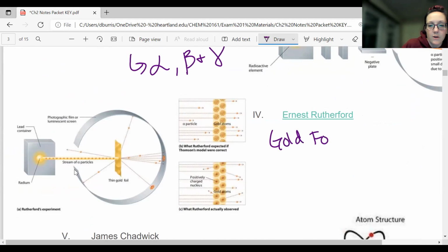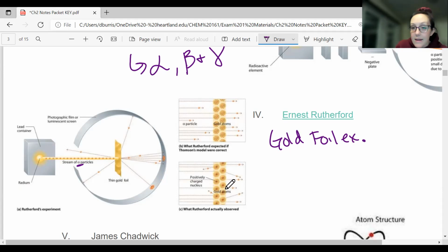Gold foil experiment. Essentially what he did was he shot a stream of alpha particles, which we were just talking about, at a thin sheet of gold foil. If we had an atom with evenly distributed negative and positive charge, this is what we would have expected to see. However, that is not what we saw. We actually saw the alpha particles being deflected at different angles.